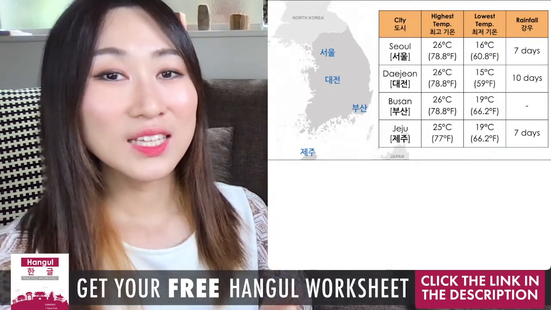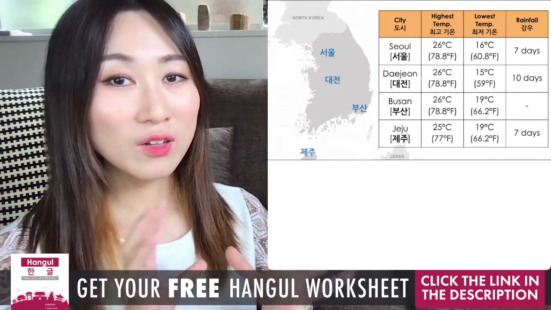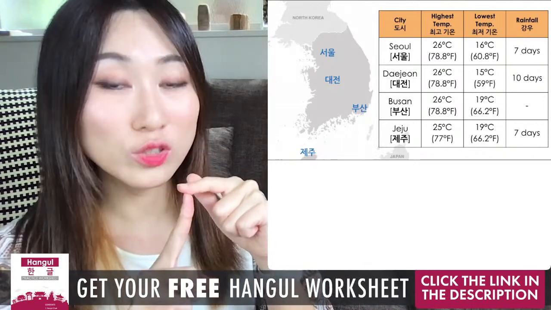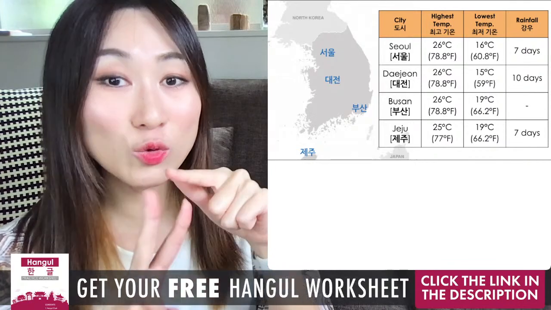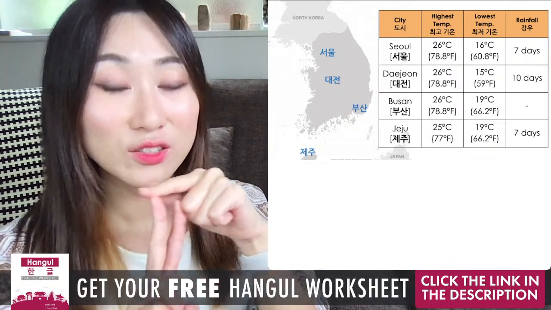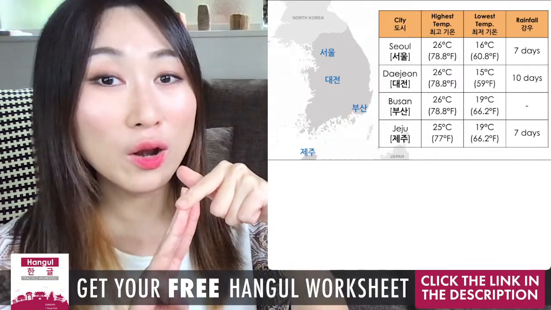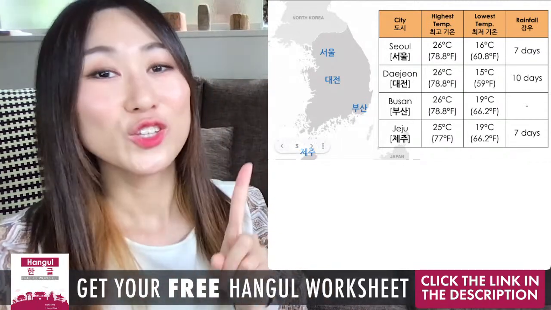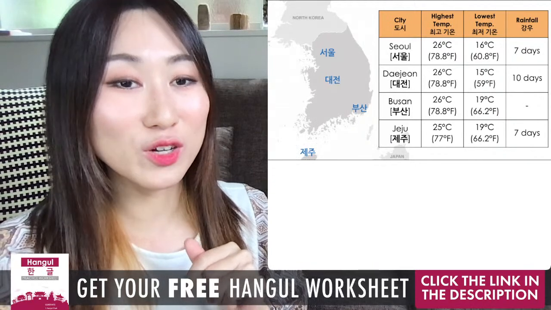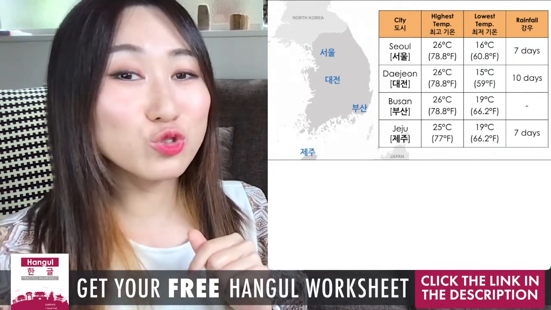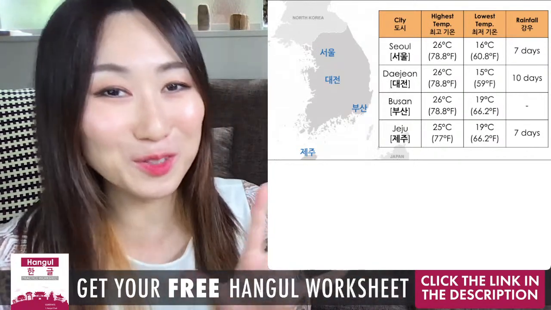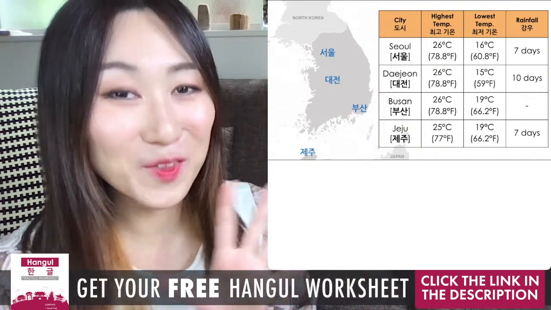So in Korea, we typically think 6월, June, 7월, July, and 8월, August are considered as 여름, summer. So, actually, 9월, September is supposed to be the autumn, fall.